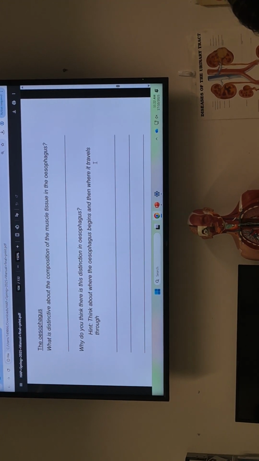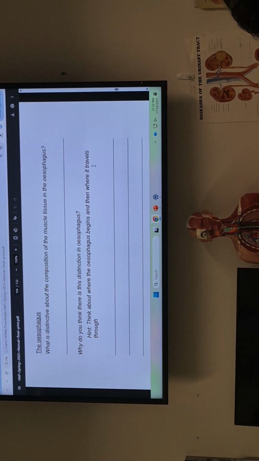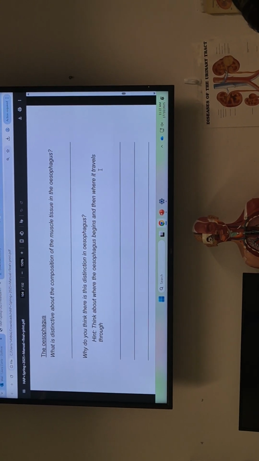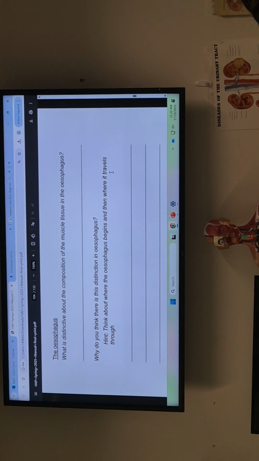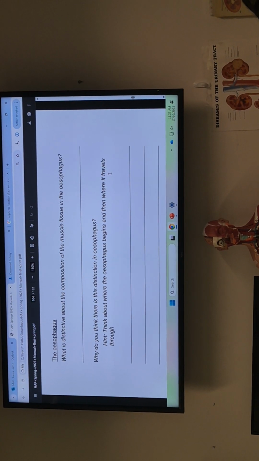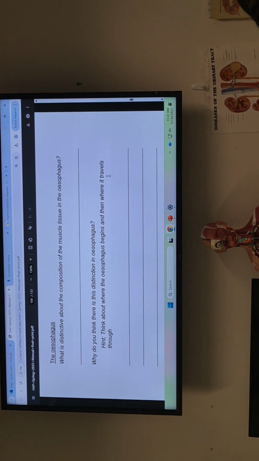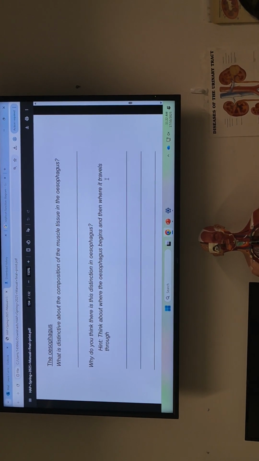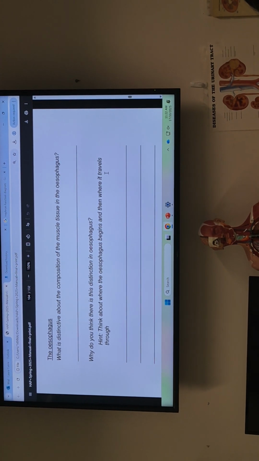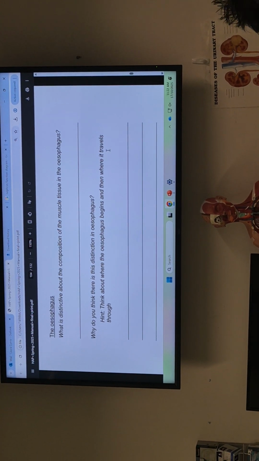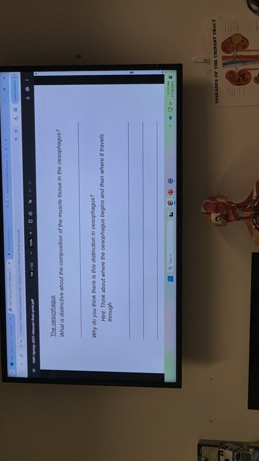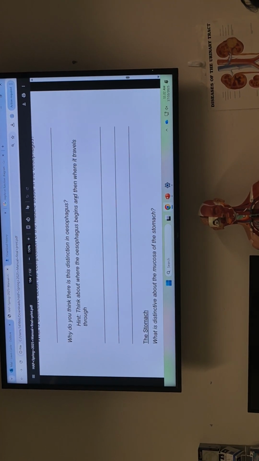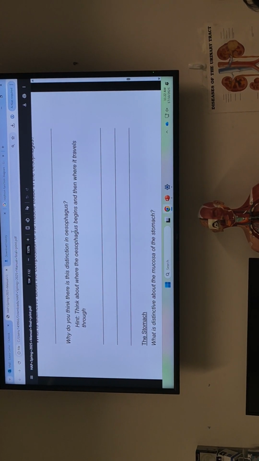But the esophagus is different in that it has different muscle tissue. At the top portion of your esophagus, because you're swallowing, that is voluntary control, so that's going to be skeletal. In the middle, you're going to have both skeletal and smooth, and then at the bottom, the part attached to the stomach, that's going to be smooth muscle because you don't control that. So that's the main thing about the esophagus. We're probably not going to get much else, if anything, on the esophagus.